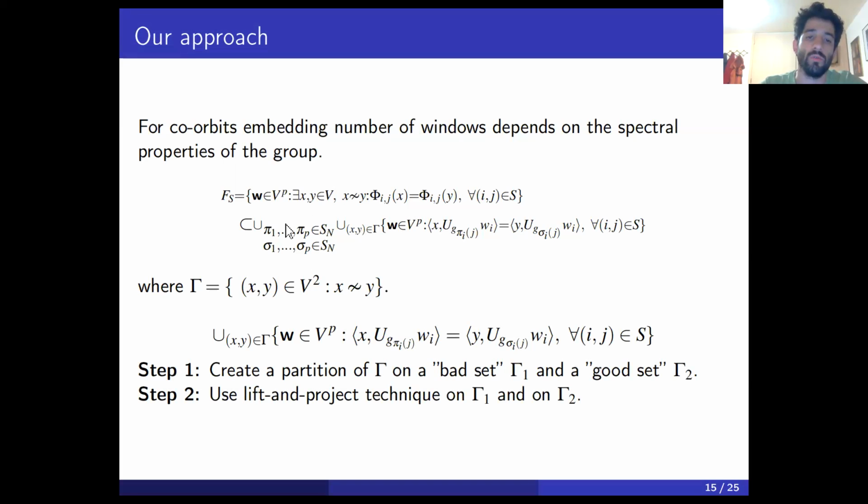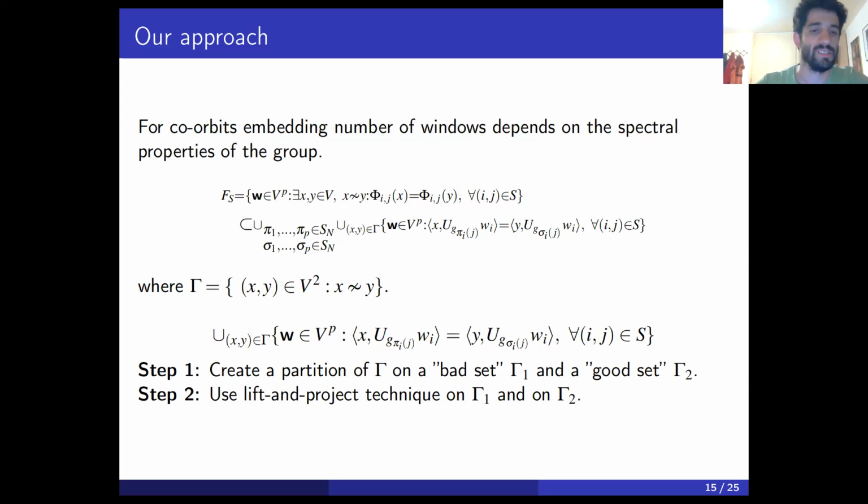And we want to show that for any fixed pi_1 through pi_p and sigma_1 through sigma_p, this union has 0 measure in V^p. The way to do that is to create a partition of the non-equivalent pairs gamma into a bad set gamma_1 and a good set gamma_2, and then use the lift and project technique separately on gamma_1 and gamma_2.